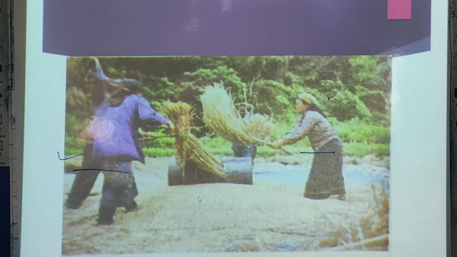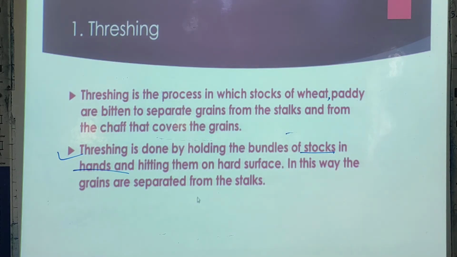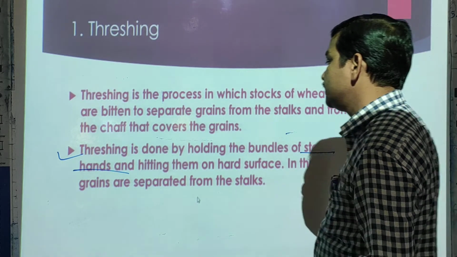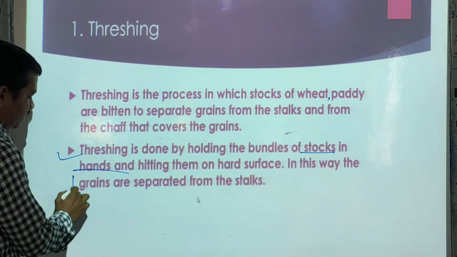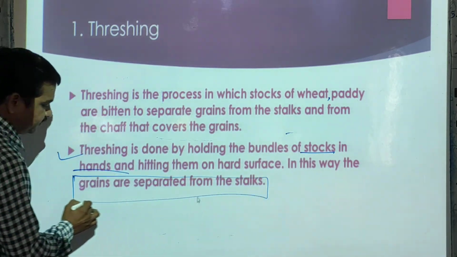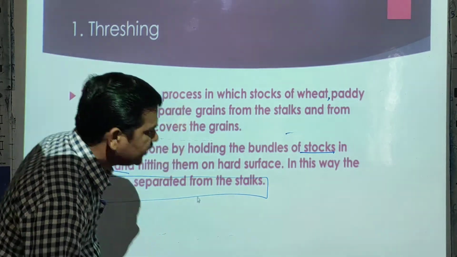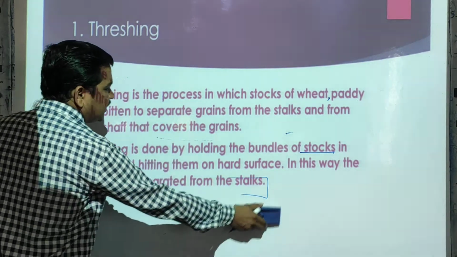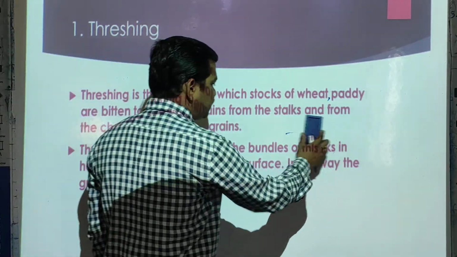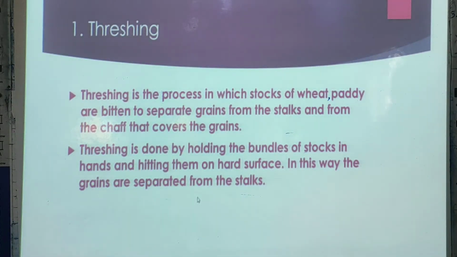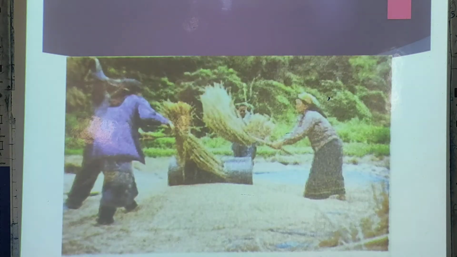Okay, so this is one method commonly used to separate out the grains from the stalk. Okay, understood? So this method is called the threshing method. Just keep in mind the definition of threshing and how it is done. Threshing is the process in which stalks of wheat and paddy are beaten to separate the grains from the stalks and from the chaff. Chaff is the outer covering of grains.